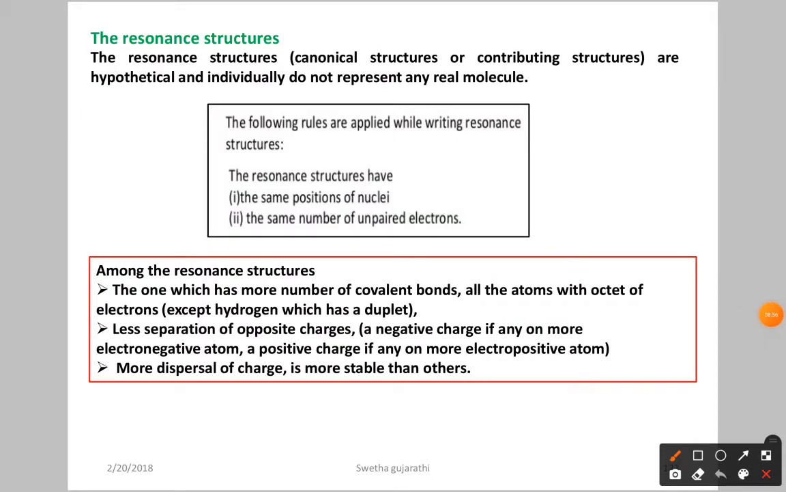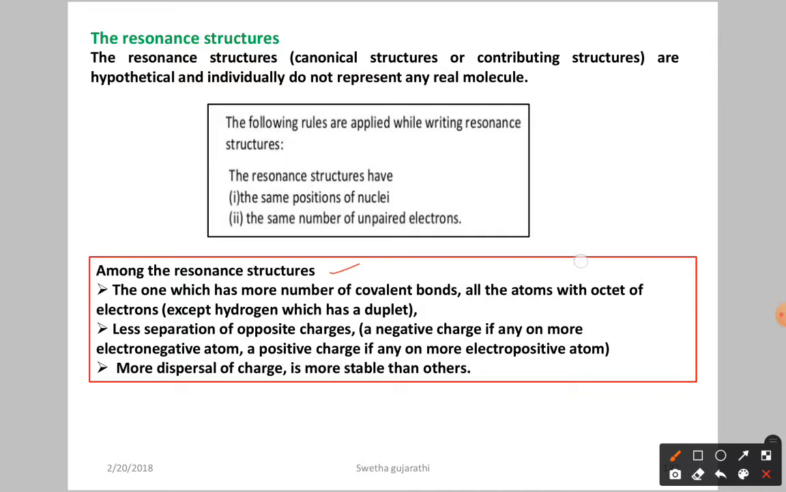Here we have a note on which of the resonance structures is most stable. Just now we wrote two for benzene. Like that, if you are writing more than one resonance structure, then to decide which is most stable, there are 3 points that you have to remember. Based on those, you are going to tell which resonance structure is most stable.